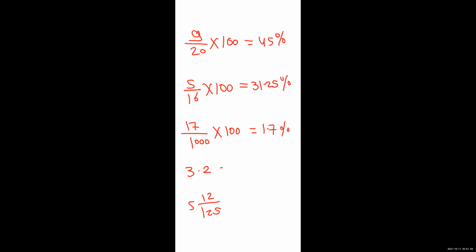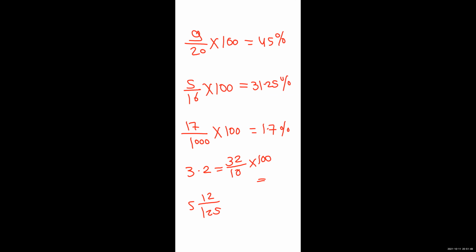3.2. All of them we will actually use the calculator. Yes, of course, the calculator is allowed from the second term of grade 5, not first preparatory. So it's 32 over 10.